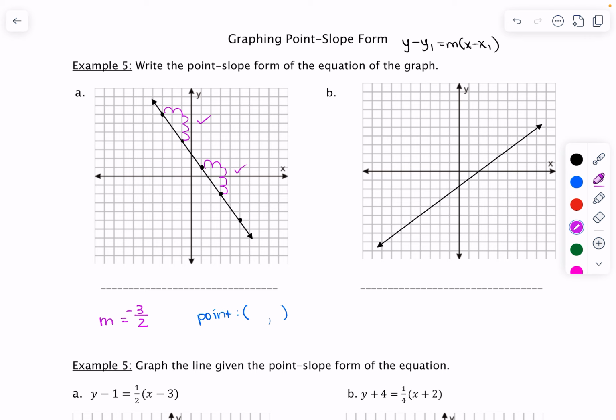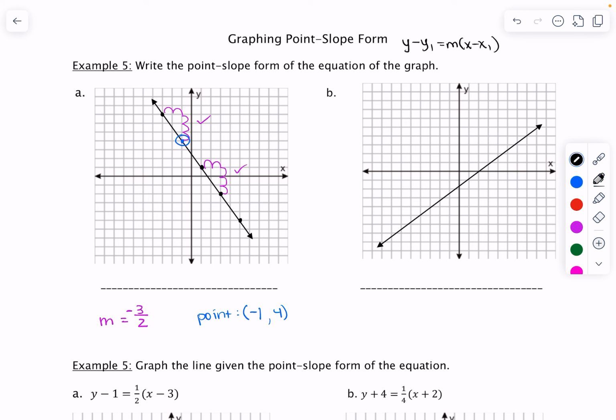That's what makes a line a line. The slope is the same value. We talked about that in the previous lessons. So now I know my slope is -3 over 2, and I can pick any point along the line.